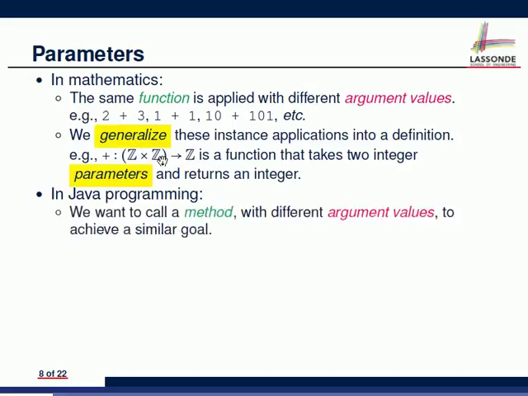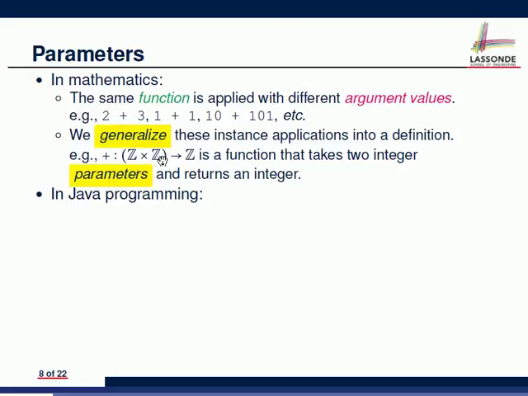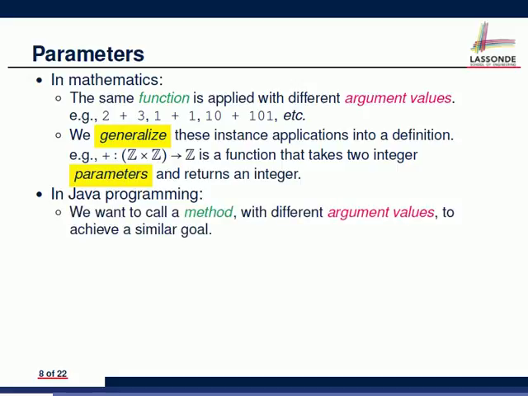I'm just generalizing the thing, okay? So here we talk about argument value versus parameter. That's in mathematics. What about in Java programming? We talk about parameters for methods, right? So now, how do you design the types for your parameter?